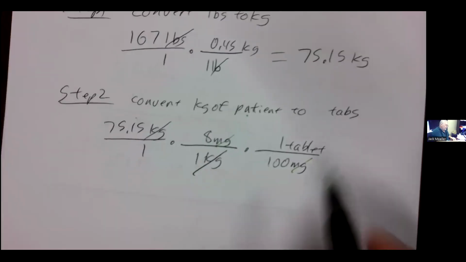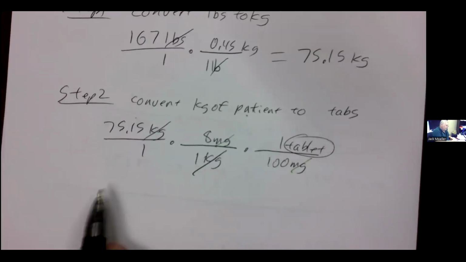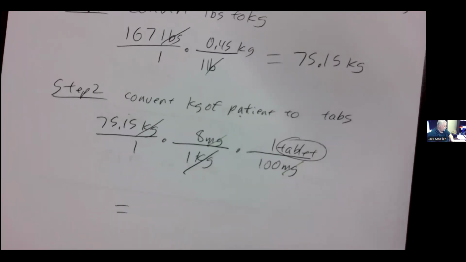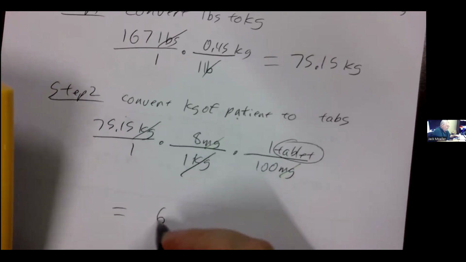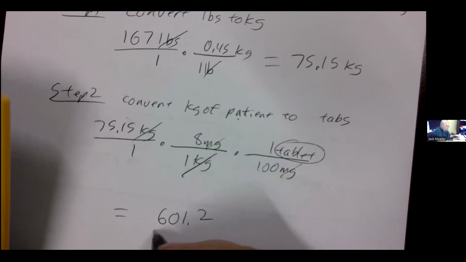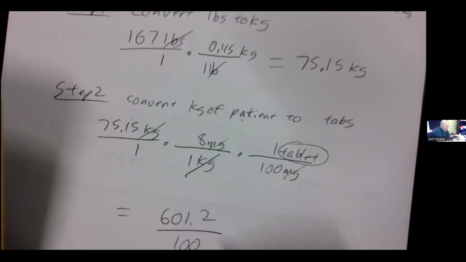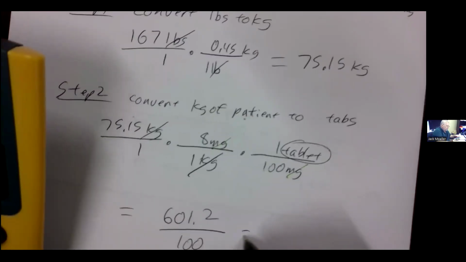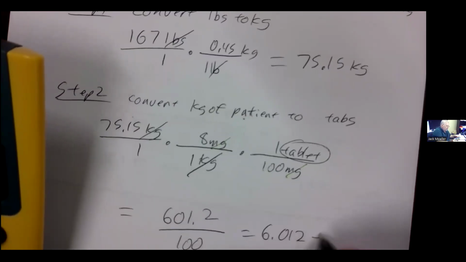All right, well, we have tablets now. That's what we're looking for. So now we can just do the arithmetic. We'll multiply everything on top. So 75.15 times 8, times 1.2. And then on the bottom, all we have is 100. Then we divide those. So that's 6.012 tablets.